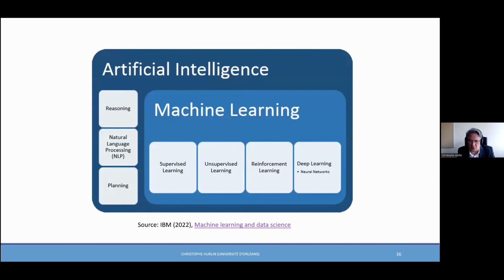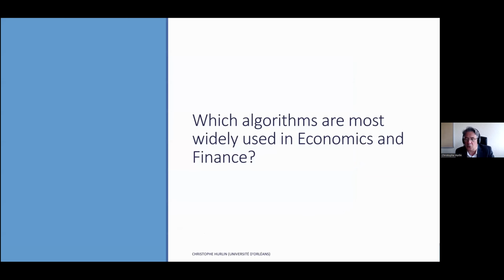This is another presentation by IBM. So artificial intelligence, machine learning, supervised, unsupervised, reinforcement, deep learning. And here you have NLP, reasoning, which is another type. So now we know that there are many different types of learning in machine learning. Which algorithms are most widely used in economics and finance? This is a difficult question.